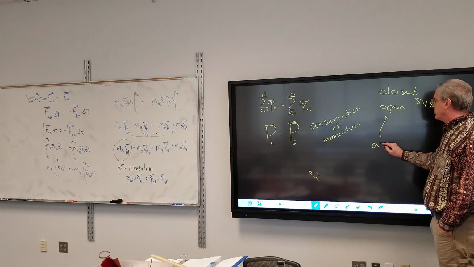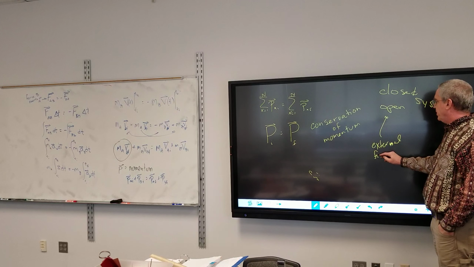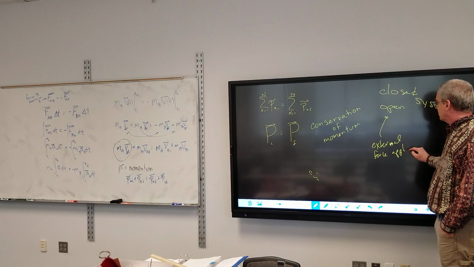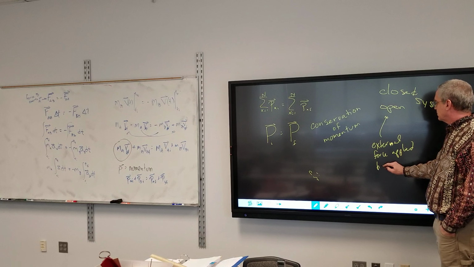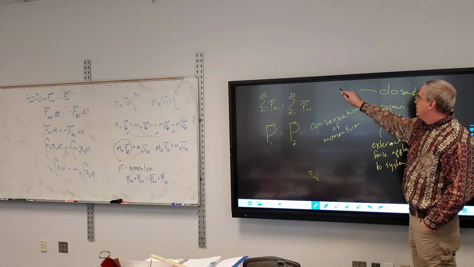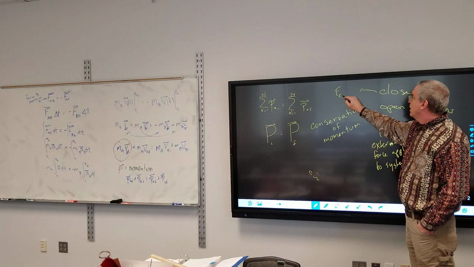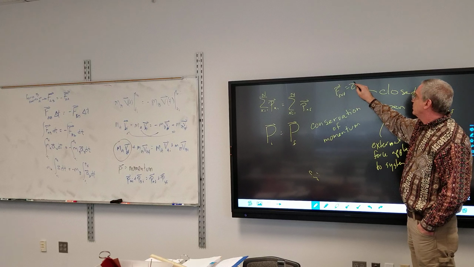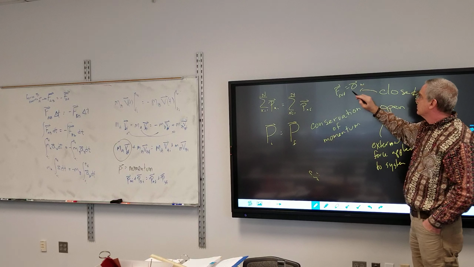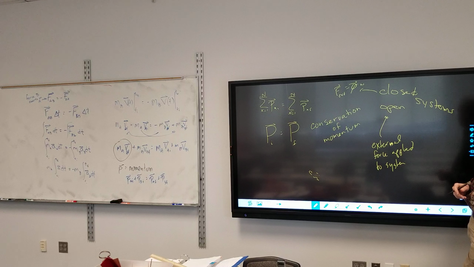So an external force applied to the system. And in a closed system, the external force is zero. It's slightly different wording: in a closed system, I'm taking into account all the objects involved. In an open system, I'm not.